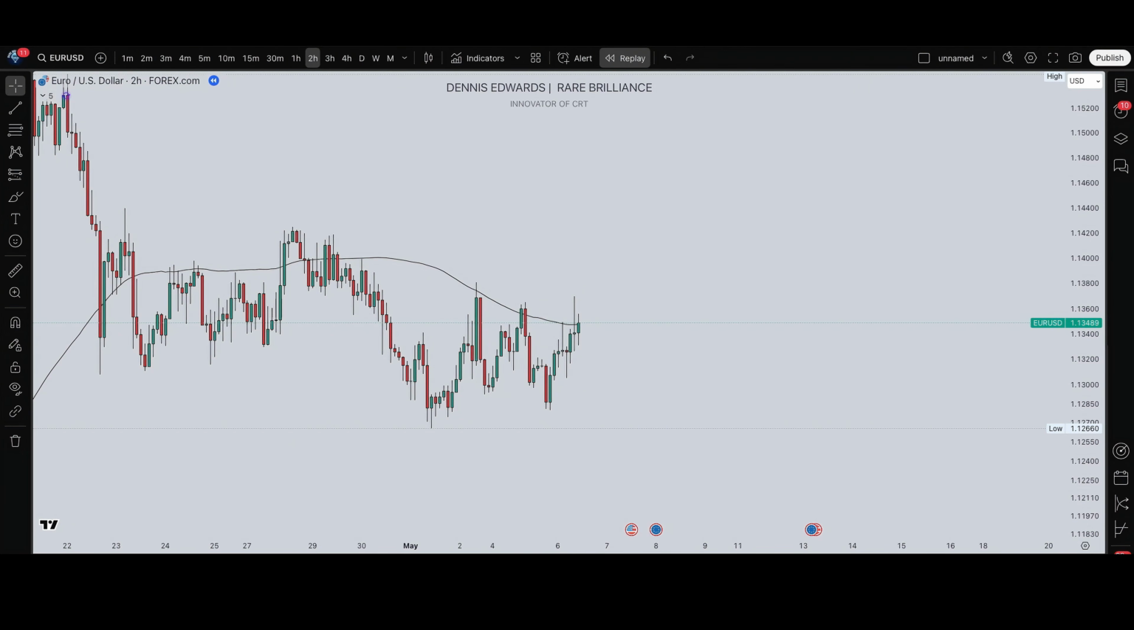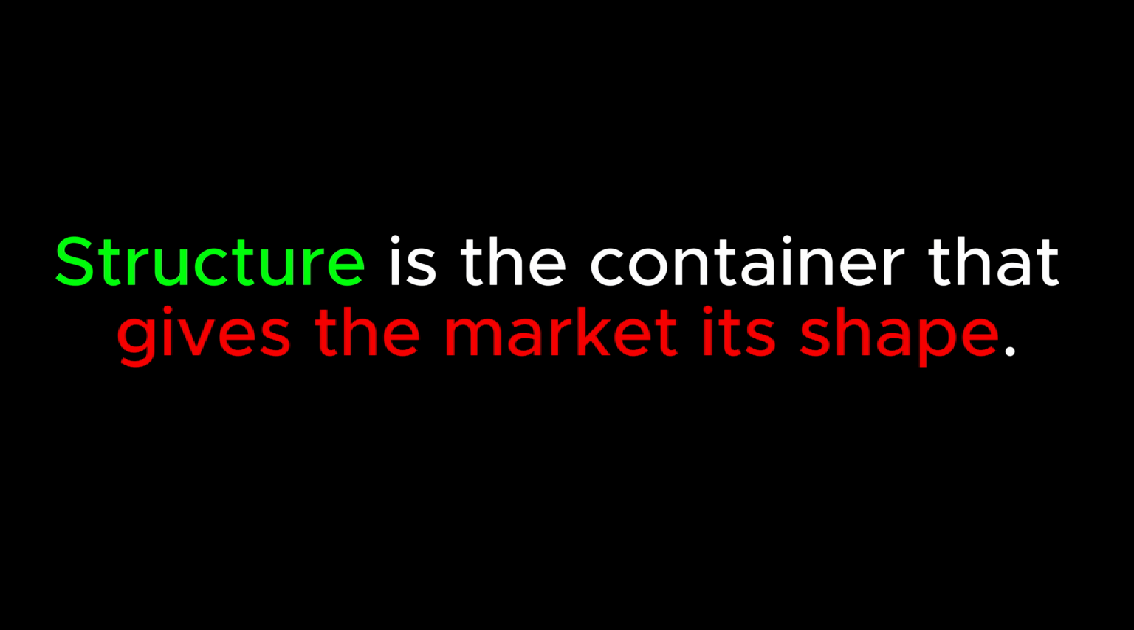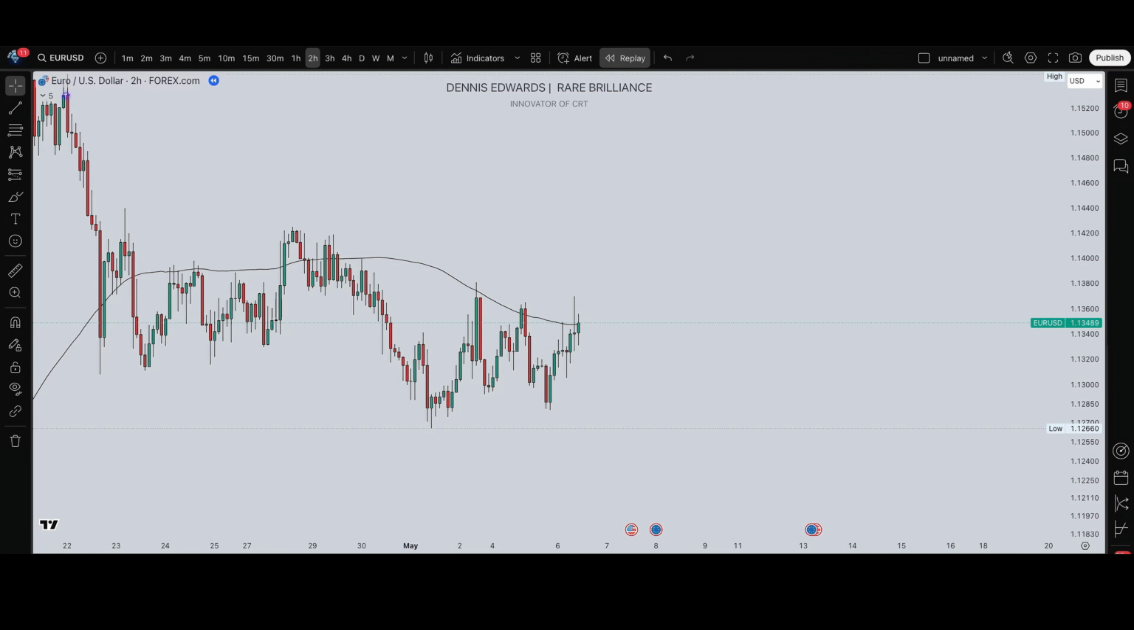Now, finally, let's break down the foundation that it sits on: structure. Like I said before, structure is the container that gives the market its shape. Once you begin to see those boundaries clearly, you can finally understand how price moves within them. Price does not move randomly. It moves within the framework of major highs and major lows, creating a structural range. That structural range sets the tone for everything: direction, behavior, even the meaning of the candles that you're seeing.